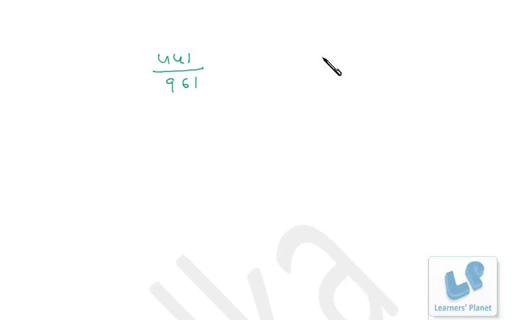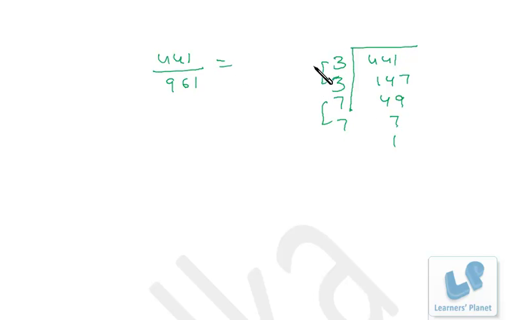That means you have to convert this fraction to its simplest form. Okay, now what we'll do, 441, we'll find out the square root of 441 by a prime factorization method or by division method, any of the method. So it's divisible by 3, so 3. So square root of 441 is 3 into 7, right?